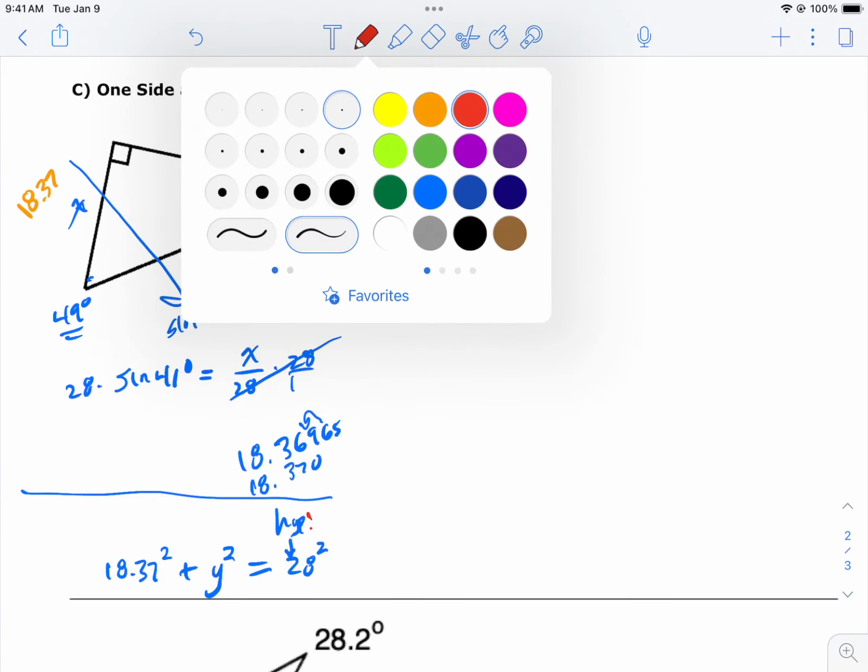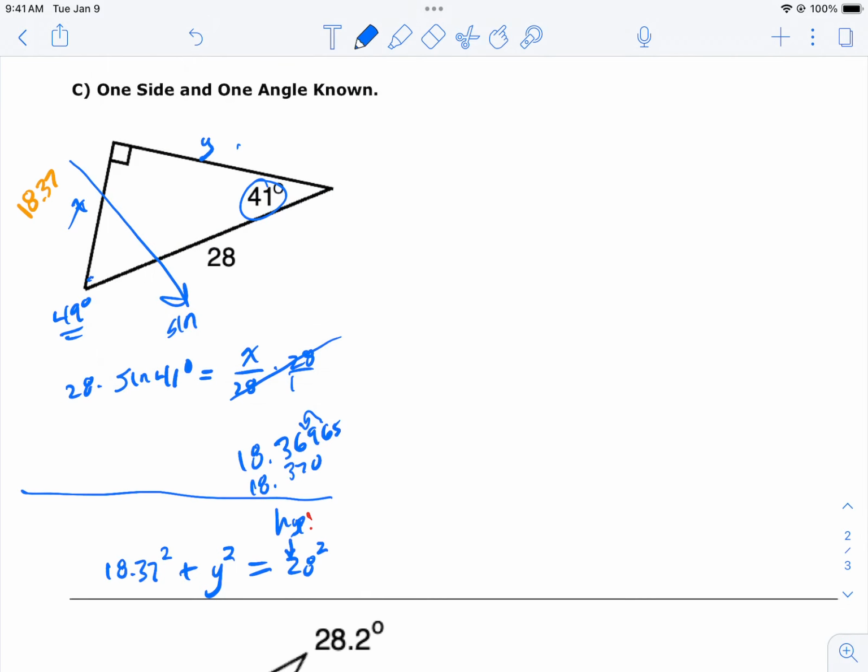Okay. So to solve that one, after a while you start to be able to do these things in your head. You just say, well, here's my y squared. So on the other side of the equation is the 28 squared, and I'm going to have to subtract this 18.37 squared on both sides to get it out of the way, sort of, get it away from the y. And then what I'll have to do is take the square root of both sides.